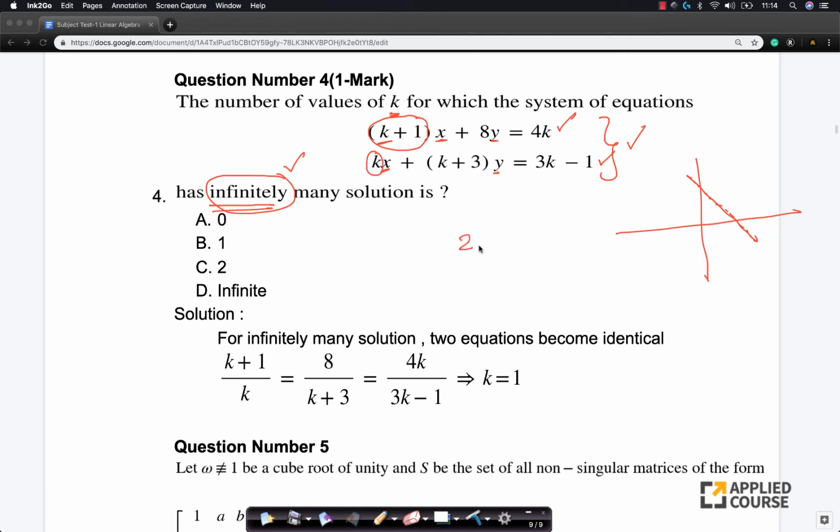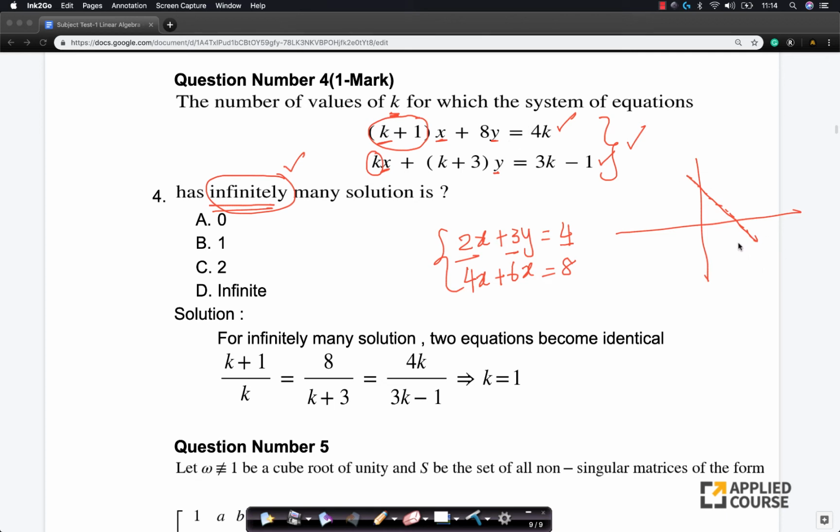For these lines to be overlapping, look at this. If I have 2x plus 3y equals 4 as one line, then to represent the same line, I can multiply both sides by the same constant. If I multiply both sides by the same constant, they both are representing the same line, right? That's what it means to have two lines which are fully overlapping, right? Which means the ratio of 2 by 4 to 3 by 6 to 4 by 8 is the same.